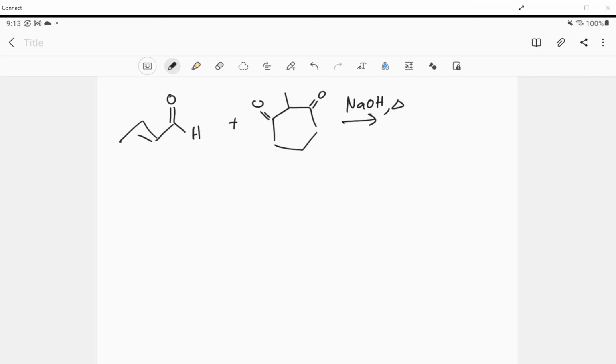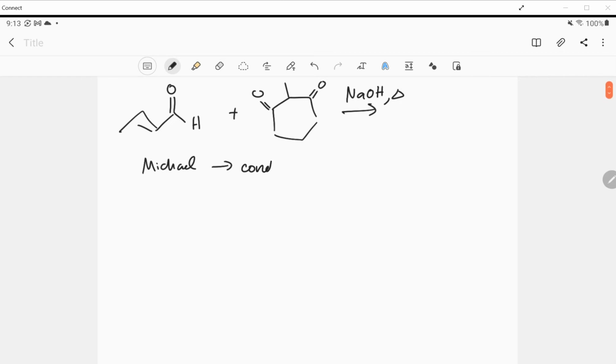Is it a Michael addition? There will be a Michael addition involved, yes. And we're going to see something else as well. We'll have a condensation also. And when we have both of those, it's got a special term, right? So this will be first a Michael, followed by a condensation, which altogether is the Robinson annulation, right?